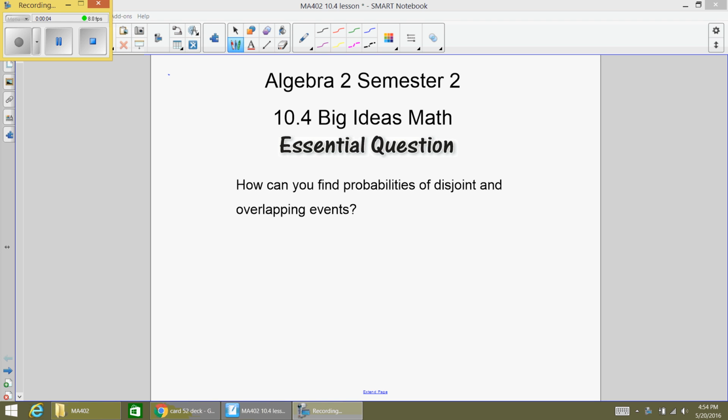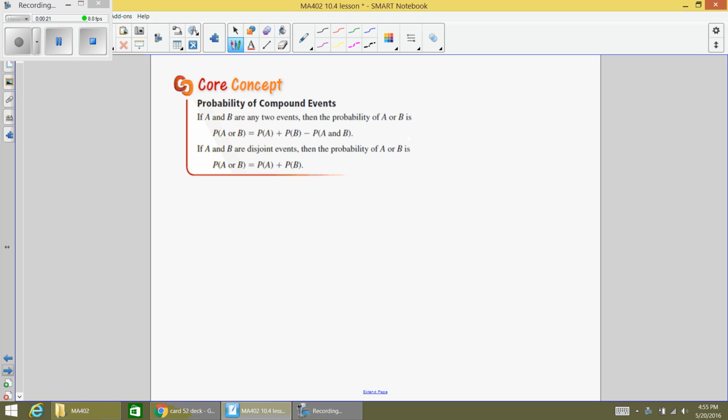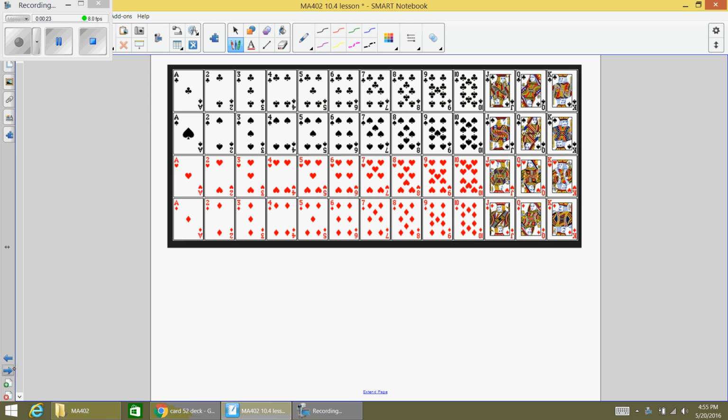So this is second semester, chapter 10, section 4 out of the Big Ideas math textbook. And we are going to find probabilities of disjoint and overlapping events. And we need to remember what our deck of cards looks like for today's lesson. So let me skip that real quick. Here is our deck of cards.